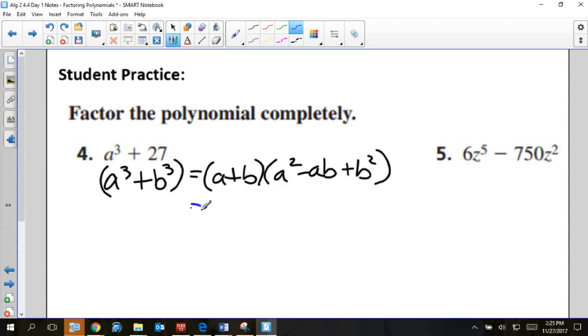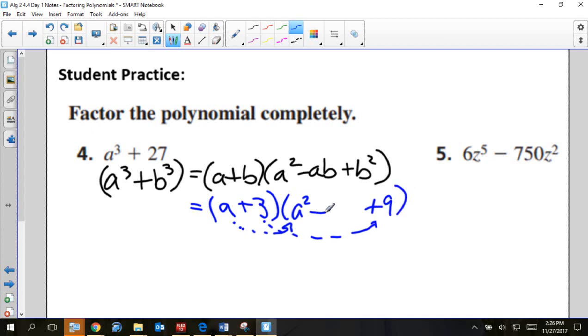If this is a perfect cube, then what's the cube root of a cubed? What times what times what is a cubed? A. What's the cube root of 27? 3. So that's my first parenthesis, a plus 3. Second parenthesis, you use the first parenthesis. You take that a and you square it. You put it here, a squared. You take the 3 and you square it and you put it last, plus 9. The middle term, you subtract the two numbers multiplied together. So subtract 3a.